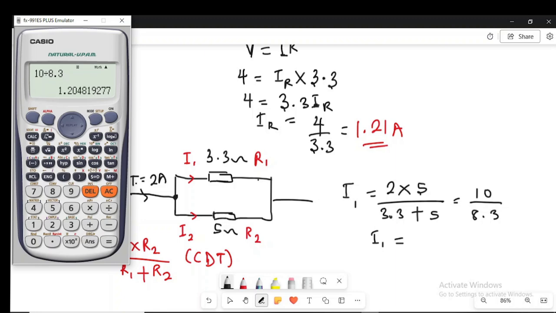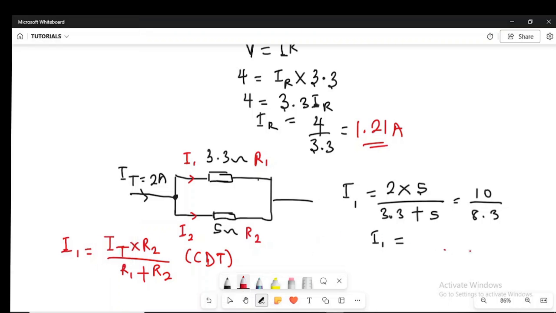That's like 1.20 amps. Now what do you observe? The value is very close to the initial value we got here, a difference of 0.01, which shows that the current divider theorem is equally applicable. And remember, we only apply the current divider theorem to circuit arrangements where we have just what? Only 2 resistors.